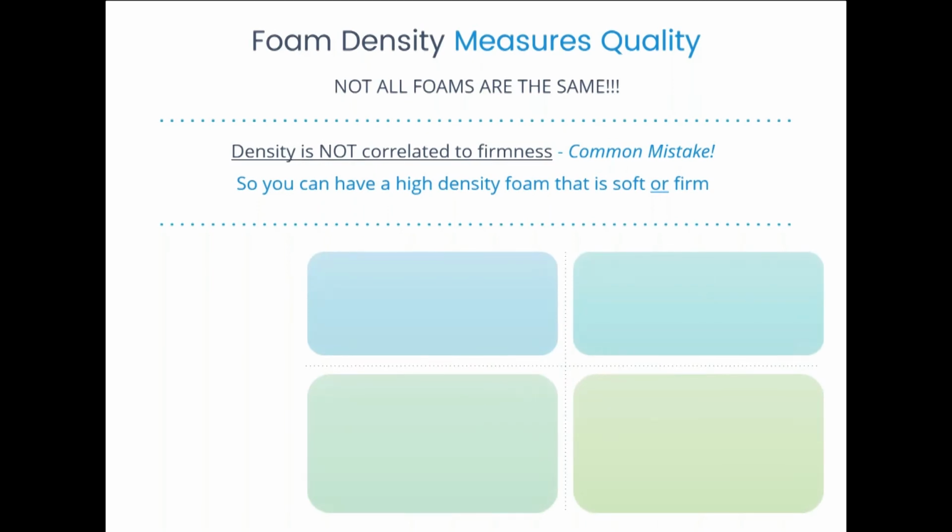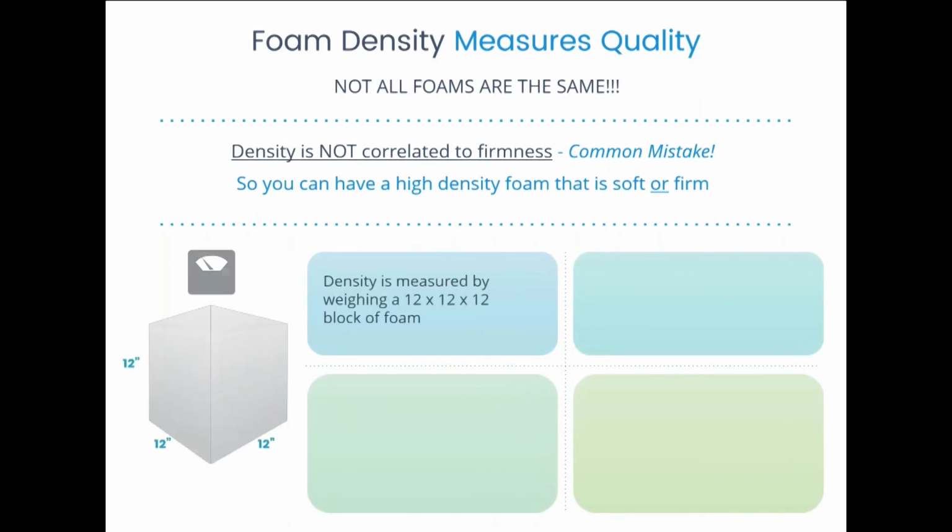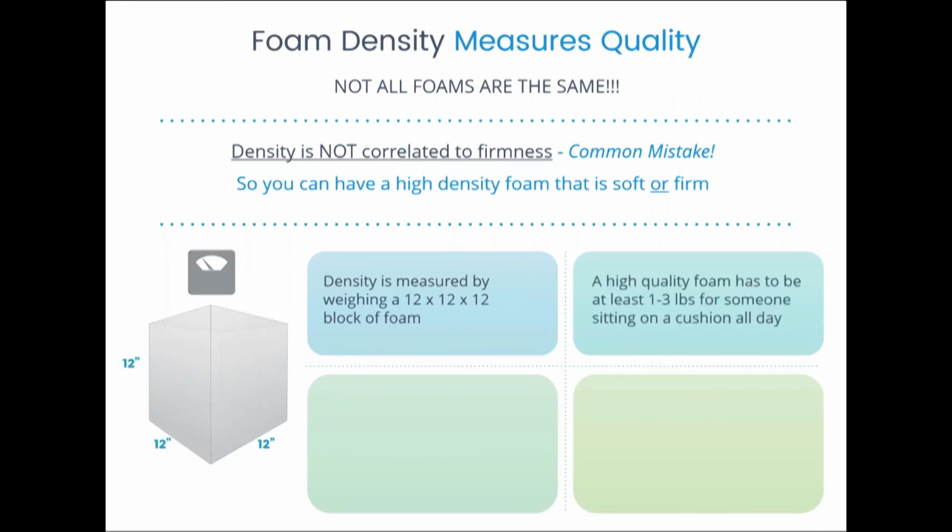So how do we measure foam density, which measures, at the end of the day, its quality? What manufacturers do is they take a 12 by 12 by 12 block of foam and they measure just that 12 by 12 by 12 block. And once they measure it, if they find that it weighs more than 1 to 3 pounds, then they know that that is a higher quality foam that is good enough for someone who needs to sit on that cushion all day long.